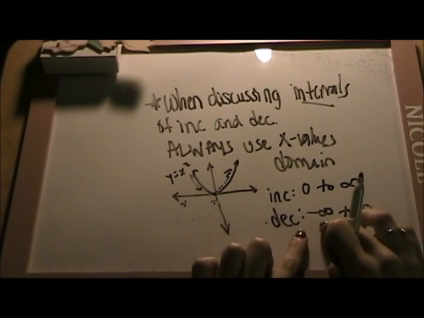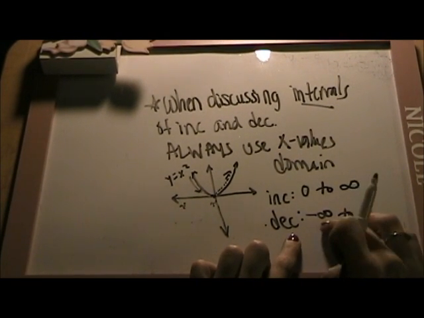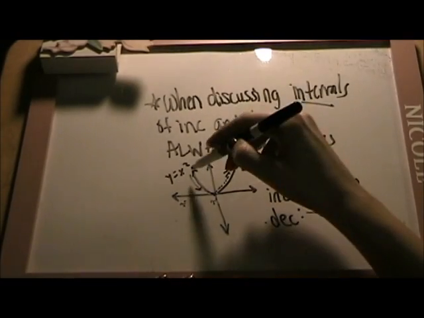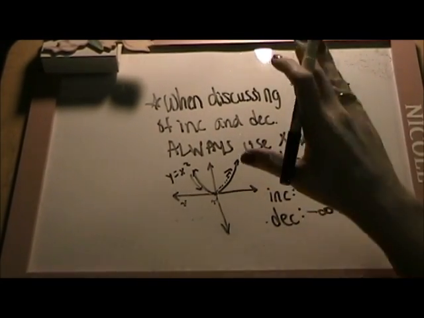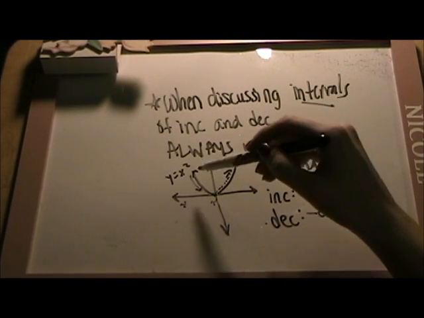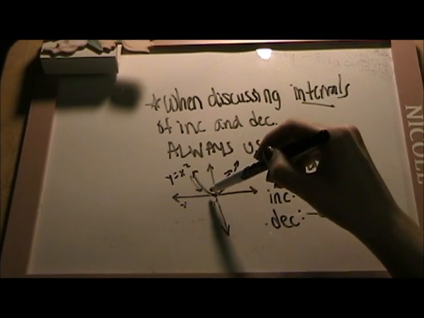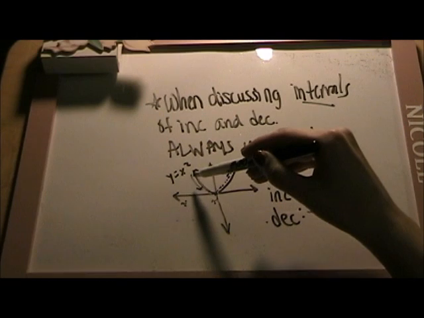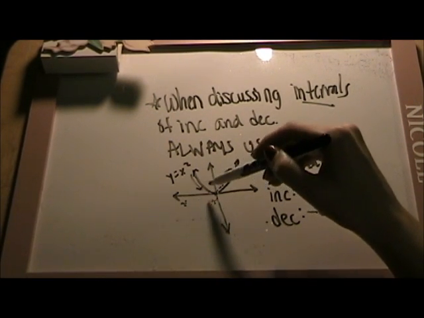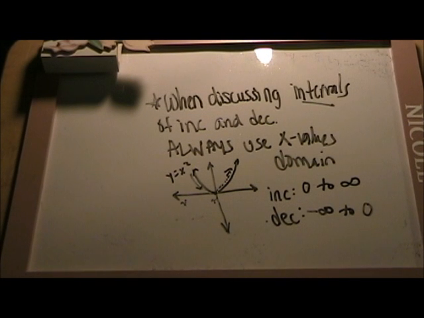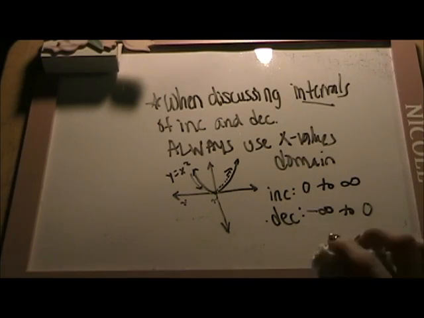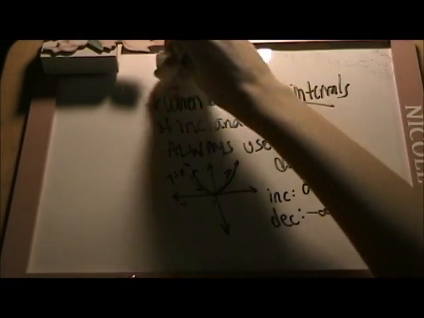So you notice, especially with the decreasing, it's negative infinity. It has nothing to do with the y values when you're describing it. The only thing we care about the y values is if they're getting bigger or smaller. Well, here, because it's decreasing, the y values are getting smaller. But that's all we care about. Our x values is how we're going to describe it. So we're talking about these intervals.